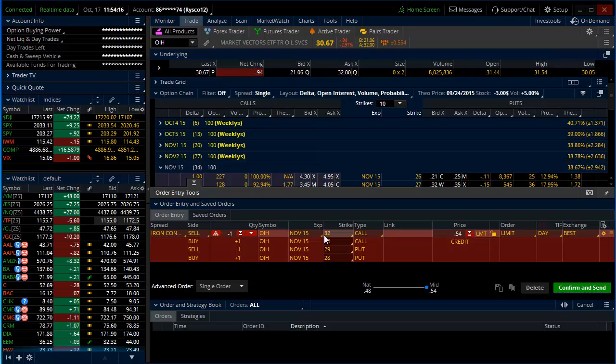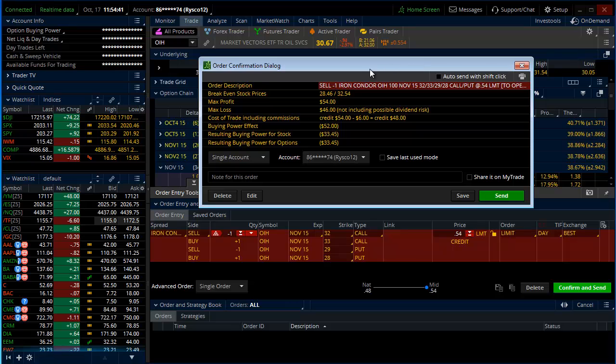We sold the 32 call and the 29 put. I want the current price somewhere close to the middle of those 2 strike prices. Okay, now I collect 54 cents for putting on this trade. We're collecting a credit to put the trade on. So that 54 cents is the most we can make on the trade. Okay, so now if I click confirm and send, you're going to notice here we have 2 break-even points.